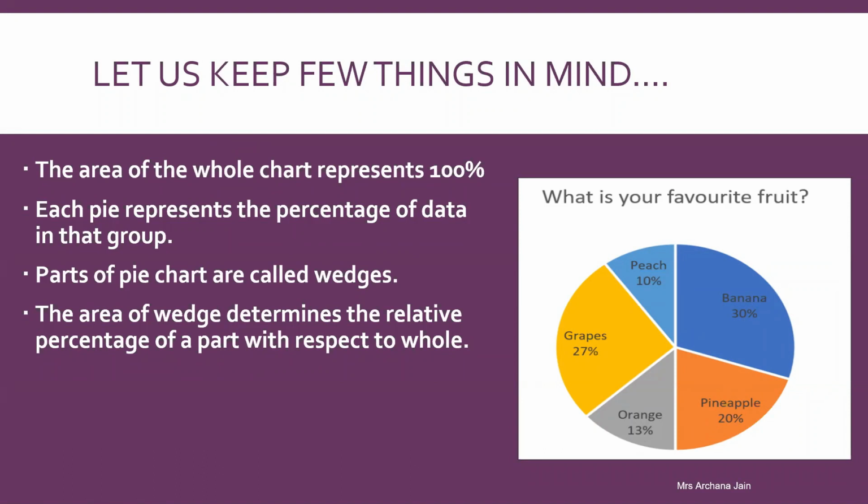The parts of a pie chart are called wedges. Each part is known as a wedge. And the area of the wedge determines the relative percentage of a part with respect to the whole.